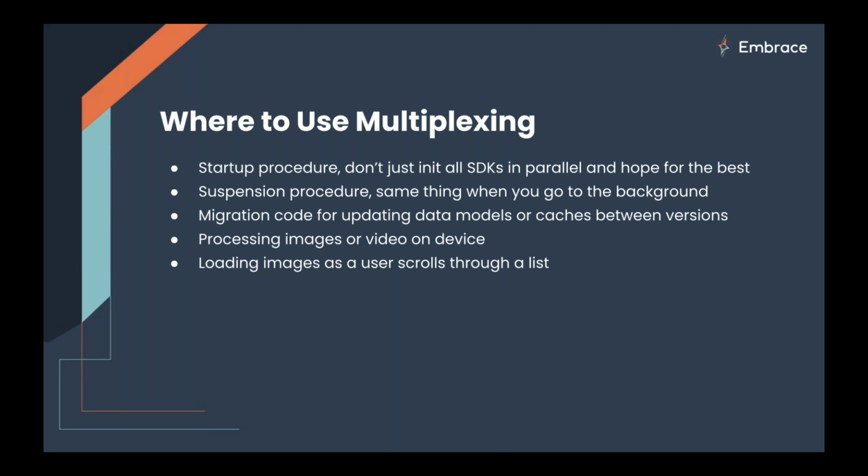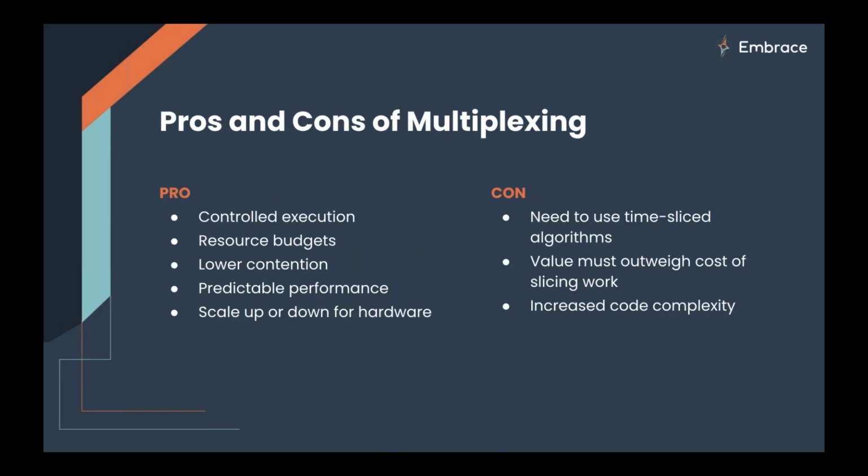Processing images and videos, the same thing. Think about when you load a table view and you're scrolling through it. Are you just requesting all the images the user wants? What if they scroll really fast? Do you queue up hundreds of image requests? Use multiplexing to manage the number of images you're requesting in parallel. Your users will be a lot happier.